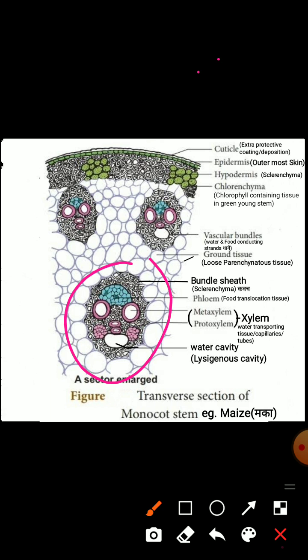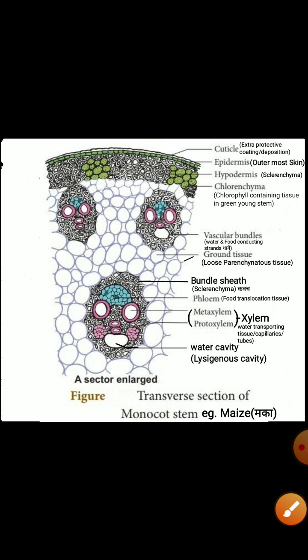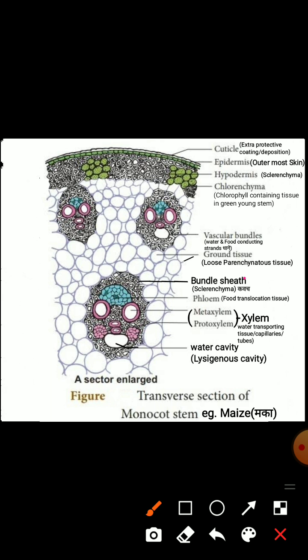Now, in addition to these, the monocot vascular bundles are also characterized by the bundle sheath. There is a bundle sheath over here. Sheath means a kavach, a protective covering around the xylem and phloem in the vascular bundle.